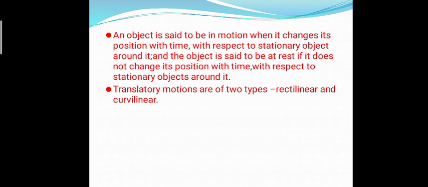An object is said to be in motion when it changes its position with time with respect to a stationary object around it. And the object is said to be at rest if it does not change its position with time with respect to stationary objects around it. The translatory motions are of two types, rectilinear and curvilinear. Students, translatory motion is the motion in which all the parts of the object move in the same direction at the same time and also by an equal distance. If the object is moving in a straight line, then it is called rectilinear motion, and if it is in a curved path, then it is curvilinear motion.